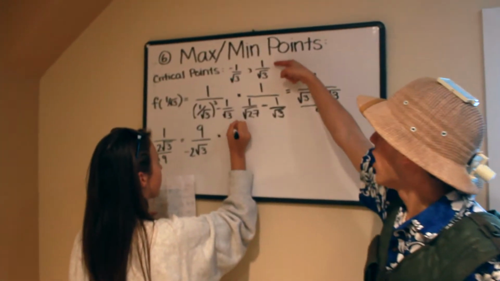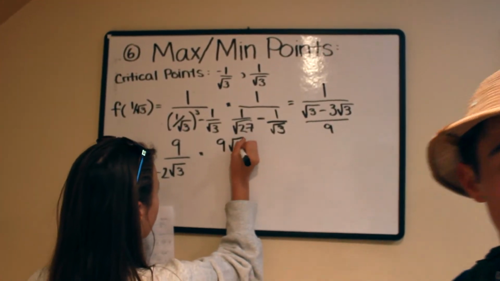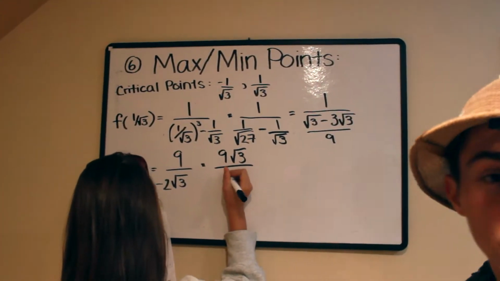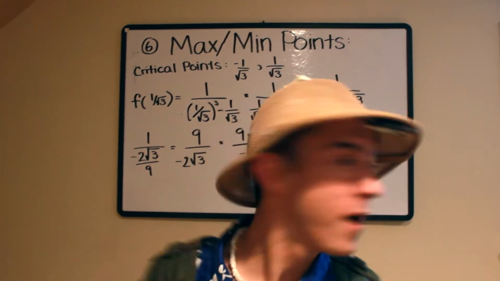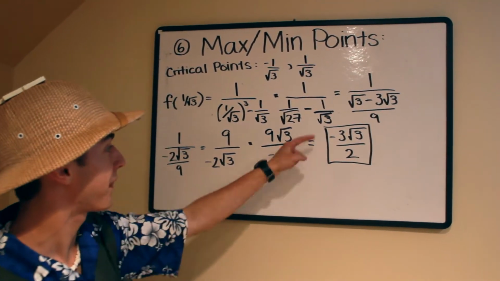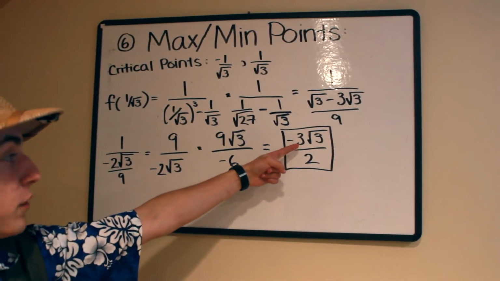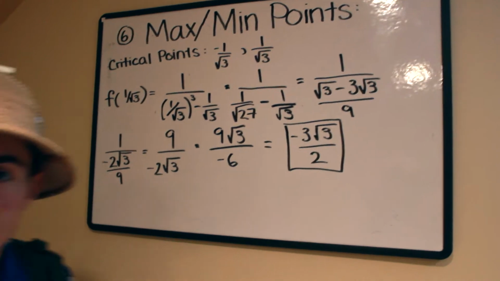We're going to solve for our other critical point, 1 over root 3. My trusty assistant here will be writing out the solution for you. So let's see what she gets. So, we solved our point here using some math. We have a y value of -3 root 3 over 2. So now let's compare our 2 points and see which one's the max or the min.